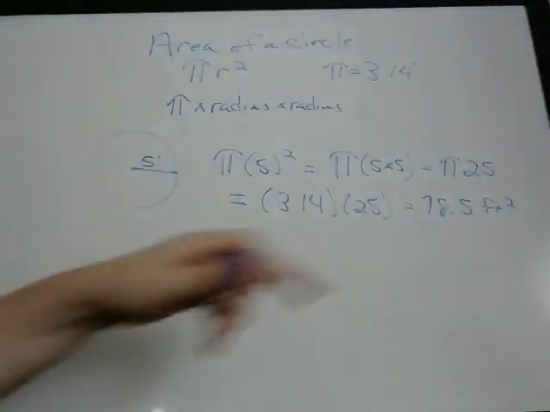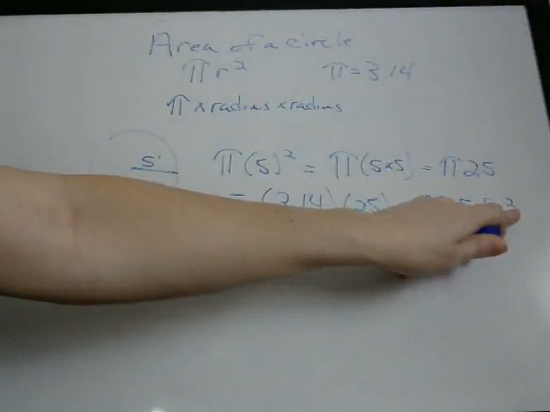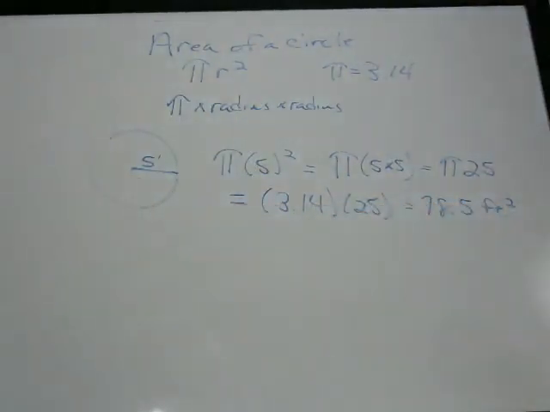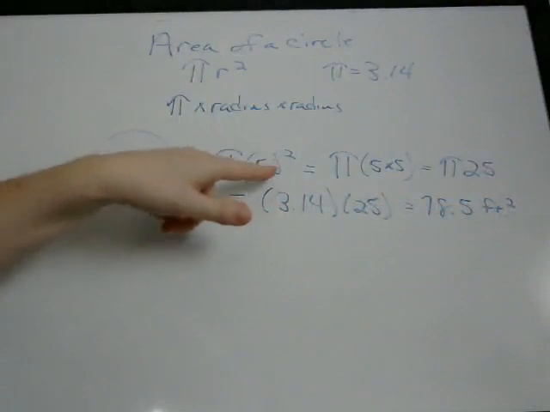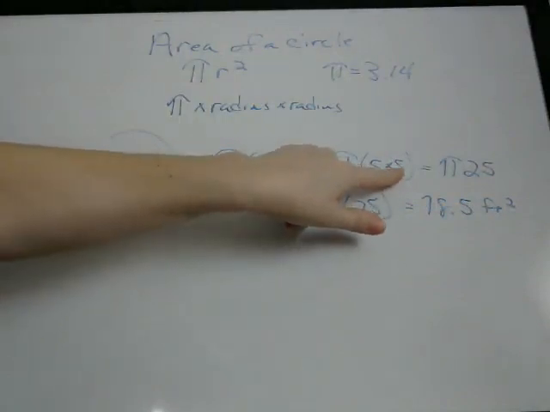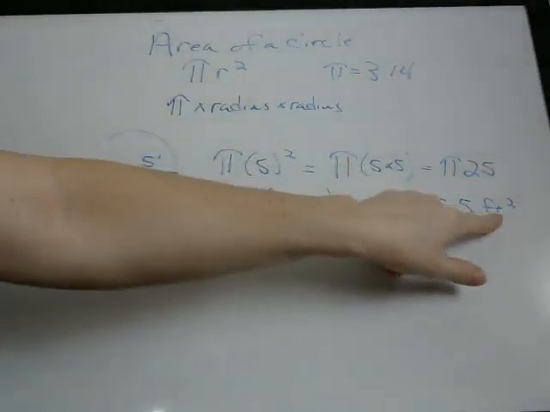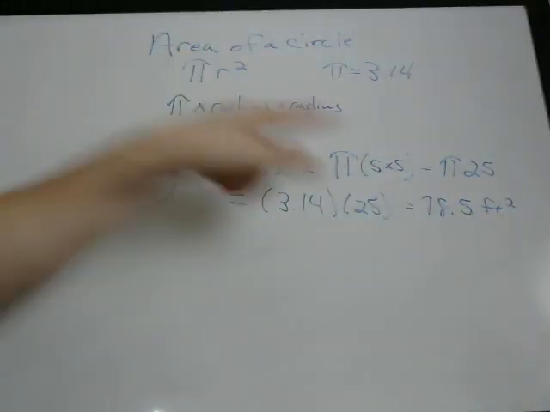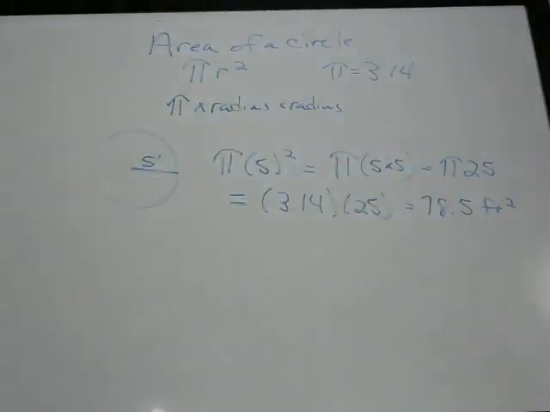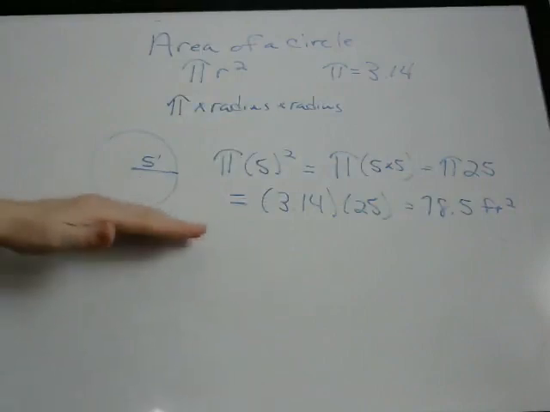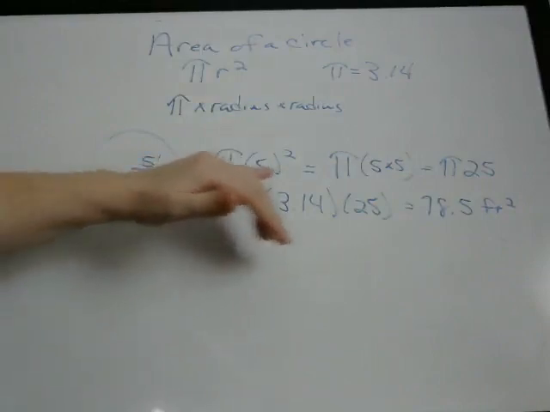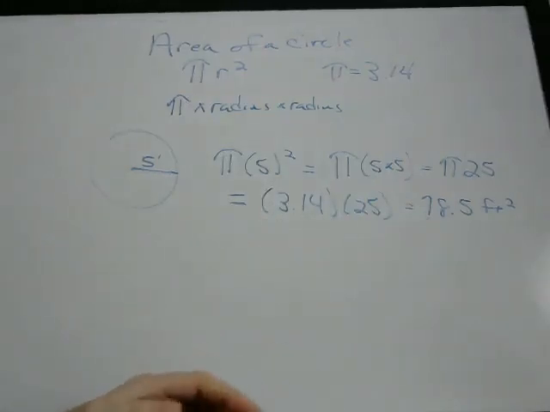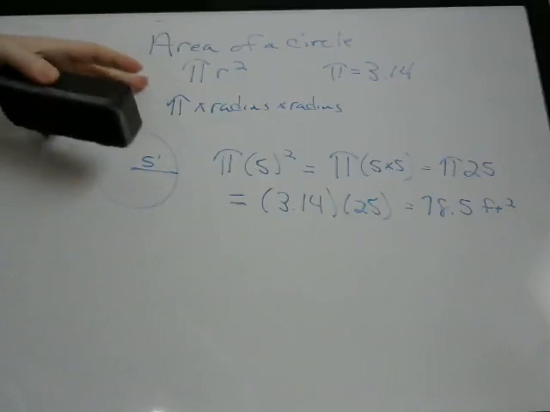Remember, this was feet, so the answer is 78.5 square feet. When you're doing area, your units are always going to be squared, because this was 5 feet times 5 feet. Feet times feet gives you a square unit. So anytime you're doing area, your units are going to be squared. This is a pretty straightforward problem where they give you the radius, you just plug it into the formula, get your calculator out, and figure it out. That's probably not going to be the kind of problem you're going to get on the GED test. So we're going to do some more complicated problems using this concept.